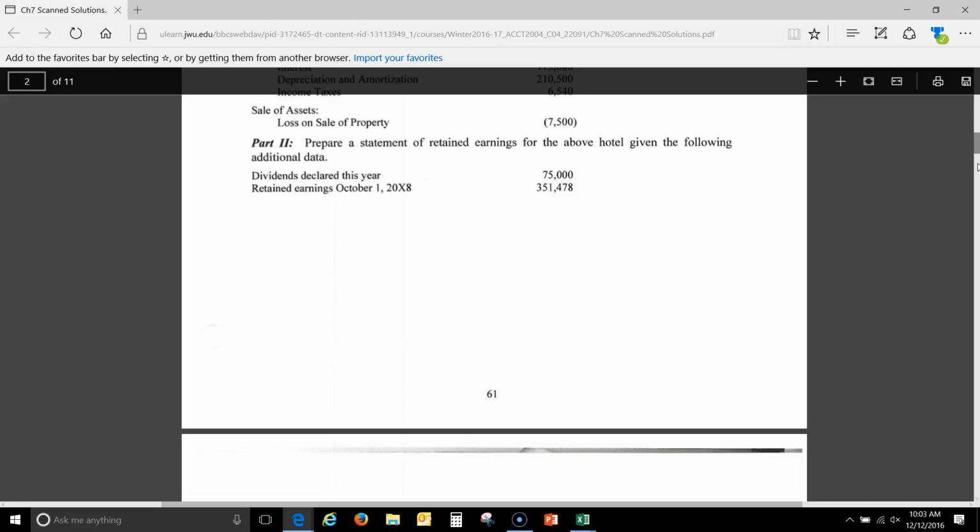Okay. Now, you know that when we make up tests and quizzes and whatnot, we're going to try to throw something else in there, like a dividends payable and a dividends paid, right? So if we're talking about a retained earnings statement, it's dividends declared, okay? Question? All right, then we've got the retained earnings at October 1 of 20X8. So do we use that number for our retained earnings statement?